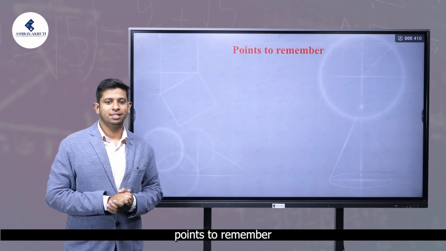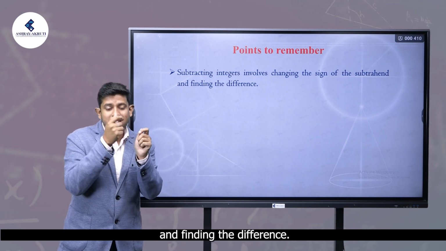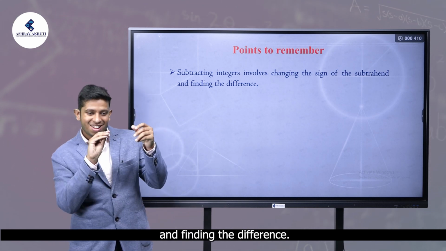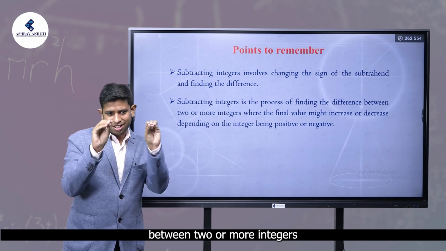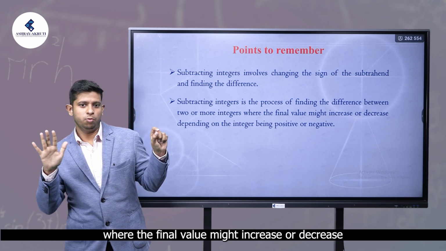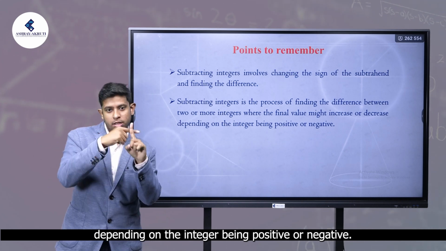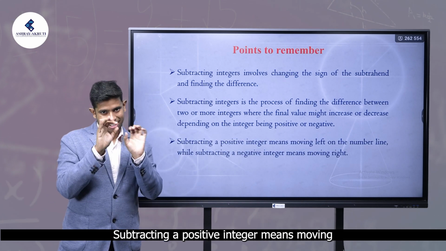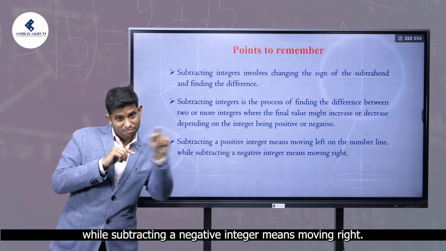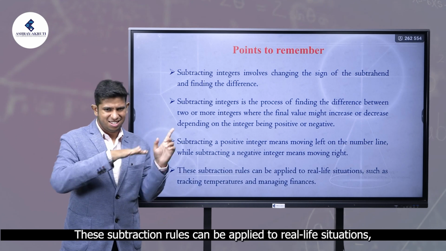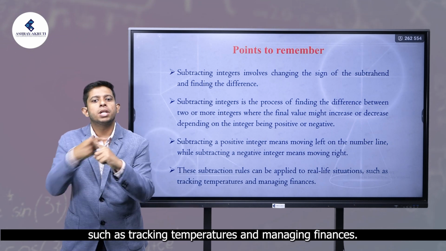Points to remember. Subtracting integers involves changing the sign of the subtrahend and finding the difference. Subtracting integers is the process of finding the difference between two or more integers where the final value might increase or decrease depending on the integer being positive or negative. Subtracting a positive integer means moving left on the number line, while subtracting a negative integer means moving right. These subtraction rules can be applied to real-life situations such as tracking temperatures and managing finances.